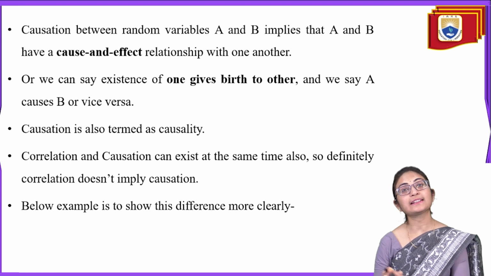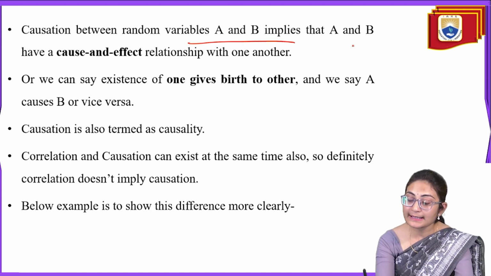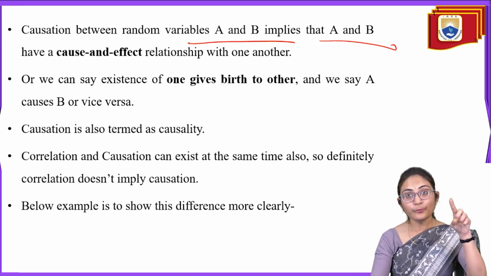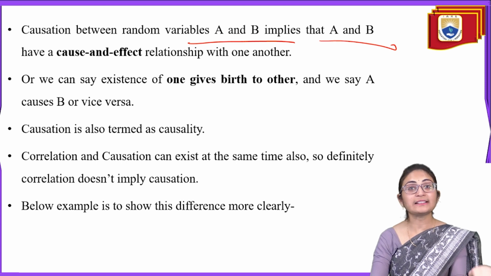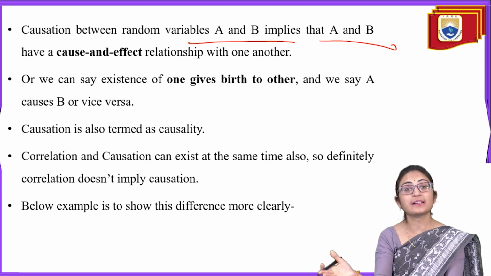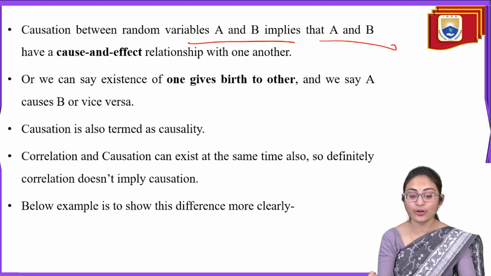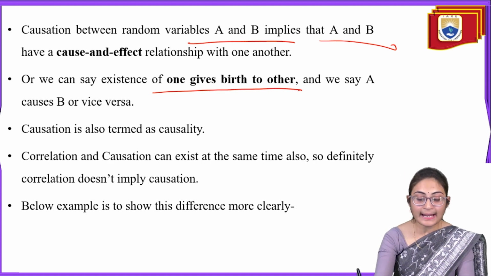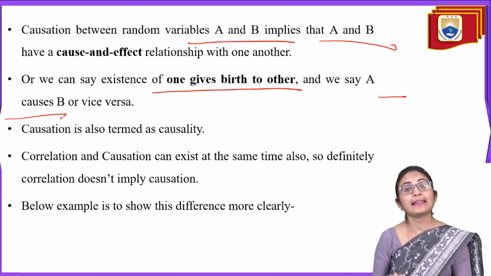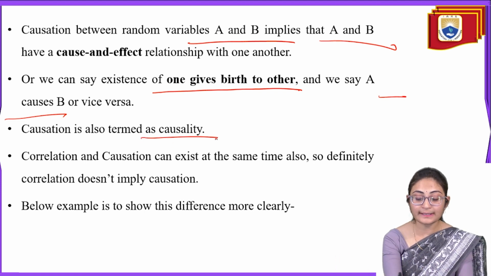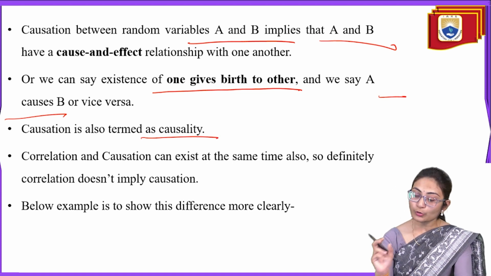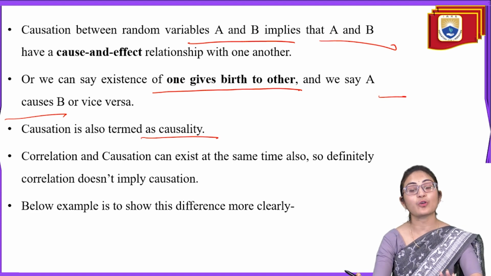The causation between random variables A and B implies that A and B have a cause and effect relationship with one another. So the first topic was correlation and another one is causation. That means first there will be the cause, and because of that cause it will affect another variable, or we can say the existence of one gives birth to the other. So we say that A causes B or B causes A. Causation is also termed causality. Correlation and causation can exist at the same time also. But definitely correlation doesn't imply causation.